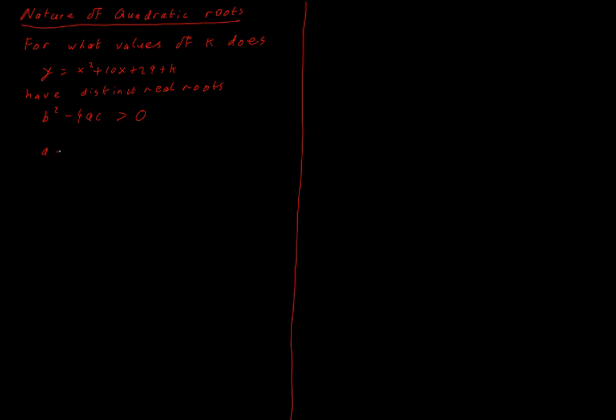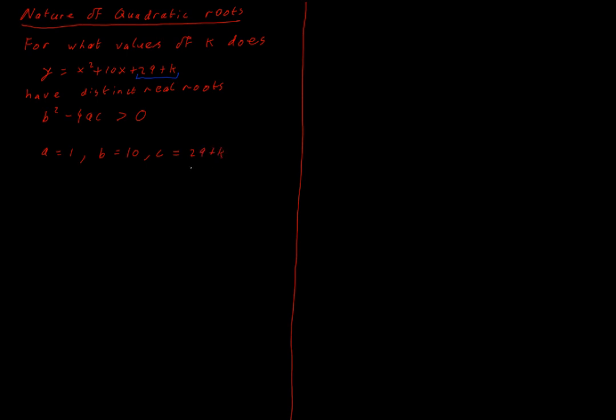What's a going to be for this equation? Well, I have 1x squared, so it's going to be 1. I have 10x, so b is going to be 10. And for c, we have to think a little bit more carefully because the last two terms here are constants relative to x. They don't change with x. So that means that my c is actually 29 plus k.